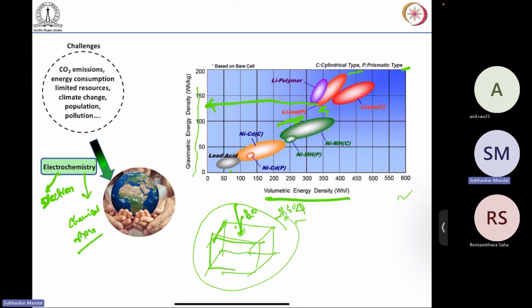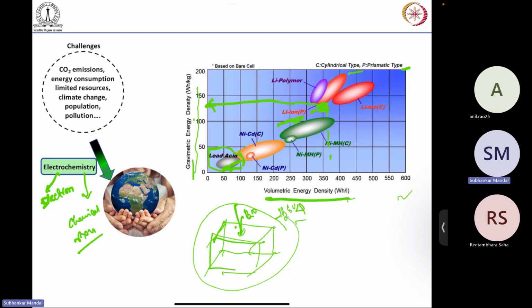Here you can also see the volumetric energy density as well as the gravimetric energy density is quite high compared to lead. This is the lead acid battery, and this is the lithium ion battery. For this, people are more interested in battery energy storage, so that they can control the energy storage mechanism, or control renewable energy sources.